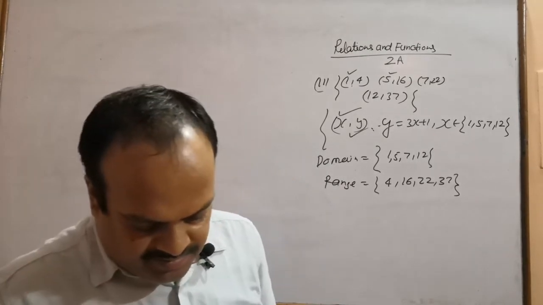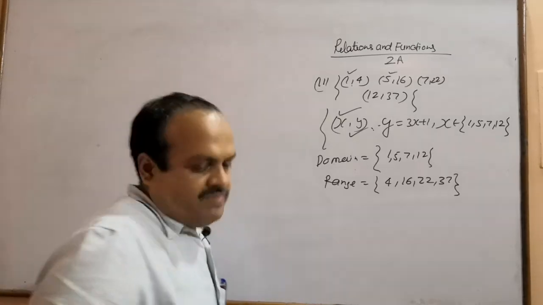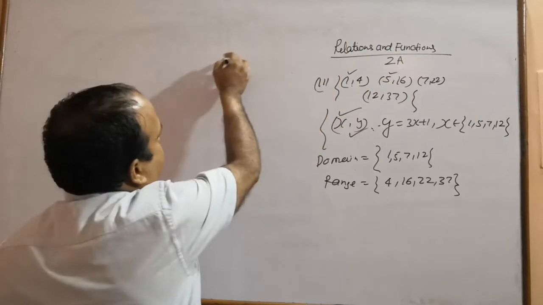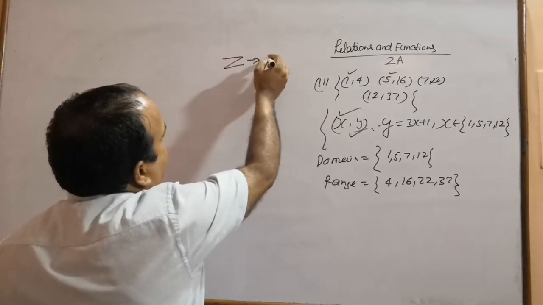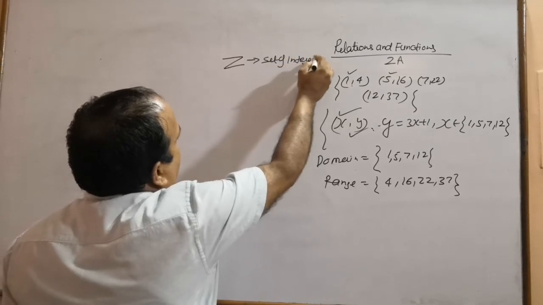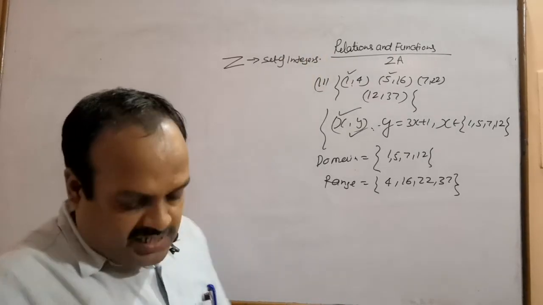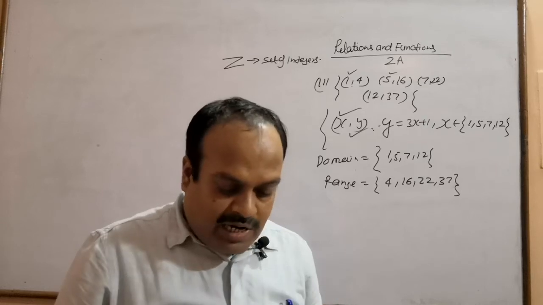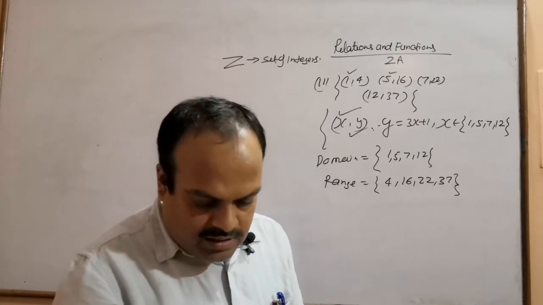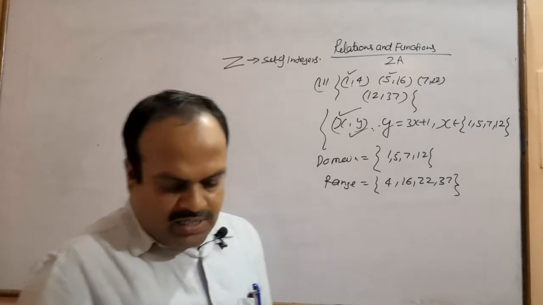Question number 5. What we have? Z is the set of integers. Describe the following relations in set builder form, giving its domain and range.